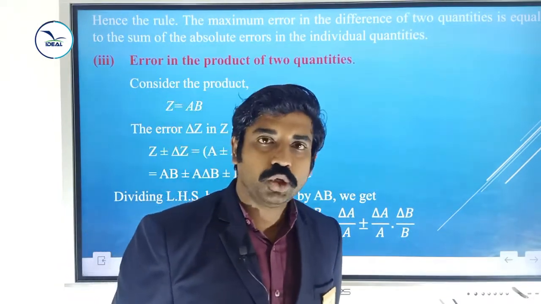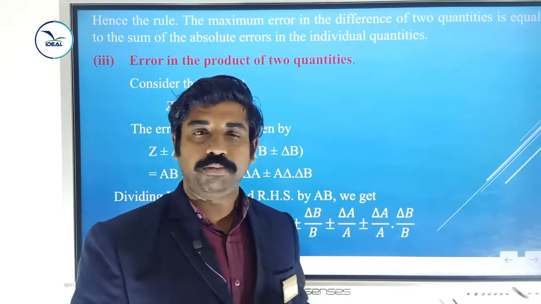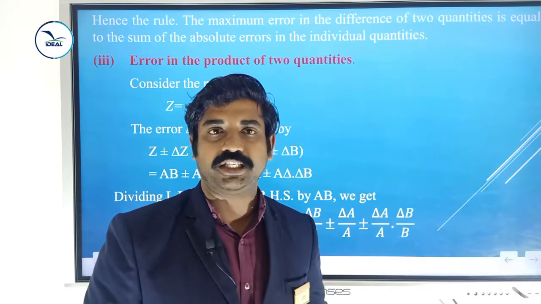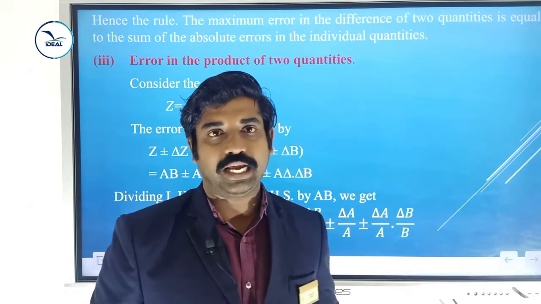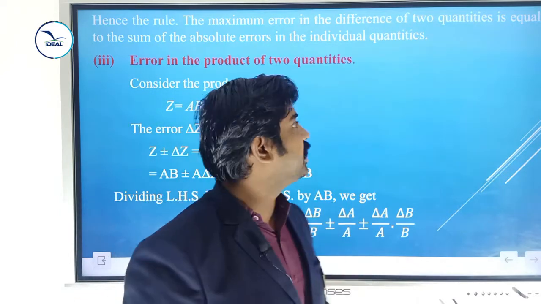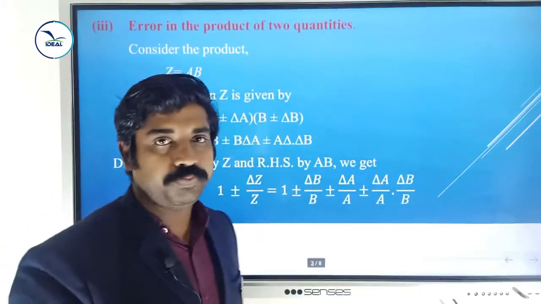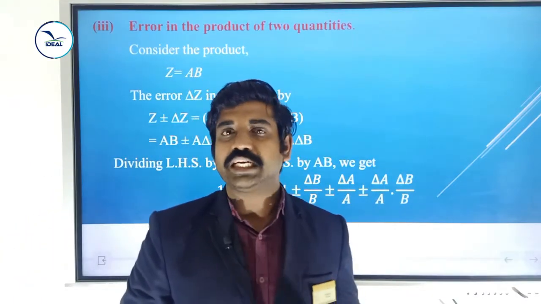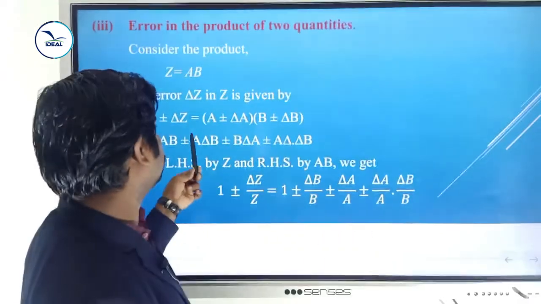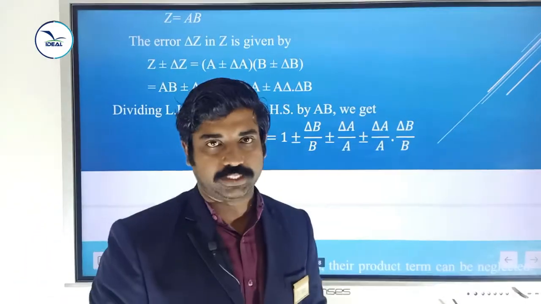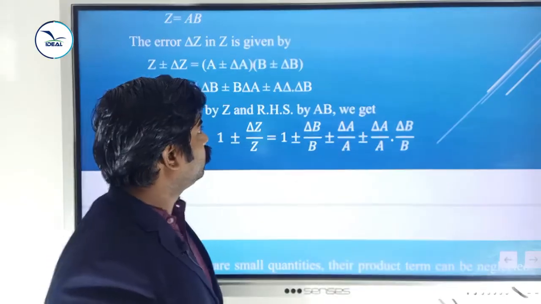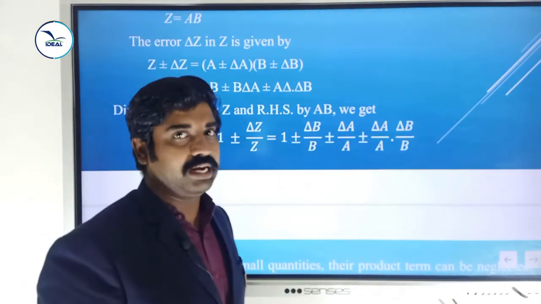Error in product of two quantities. For that we can consider the same condition. We consider two measurements A and B. A is measured as A plus or minus delta A and B is measured as B plus or minus delta B. So we can consider the equation as Z equal to AB, and delta Z is the error in Z. So we can rewrite this equation as Z plus or minus delta Z equal to A plus or minus delta A into B plus or minus delta B.